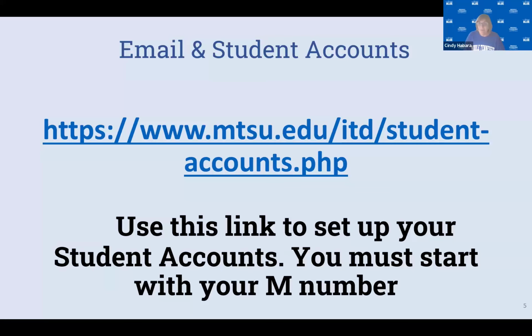If you have been admitted to the university, your M number is on that very first email you got from us when you sent in your application. In that letter, it's in two places. It's at the top, but it's also in red in the first paragraph. So both of those places you can find your M number.